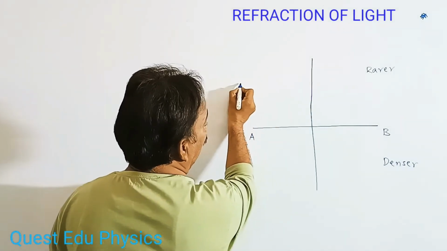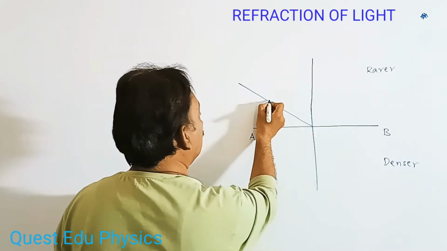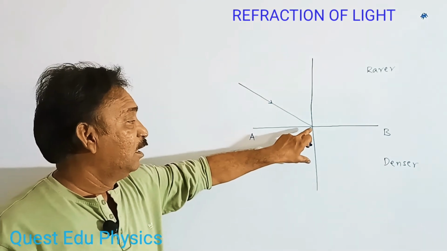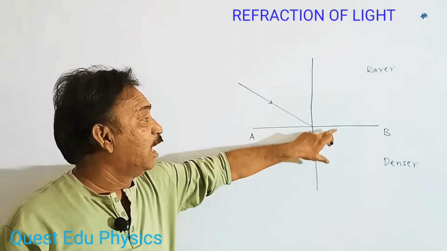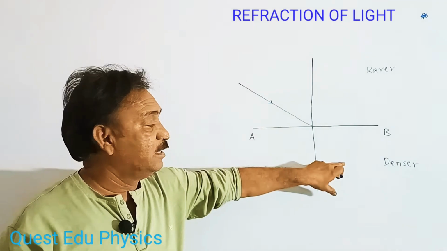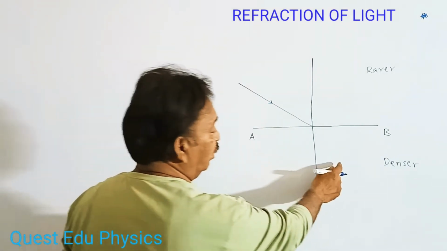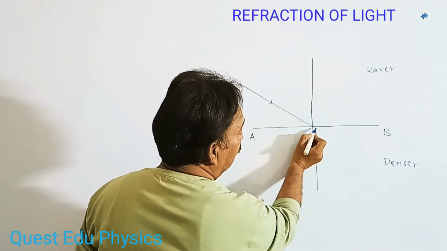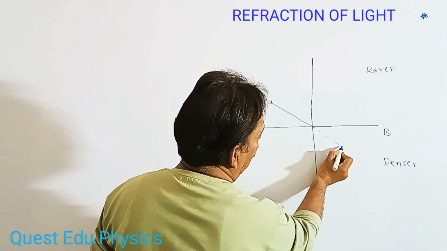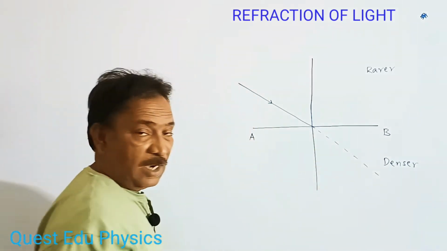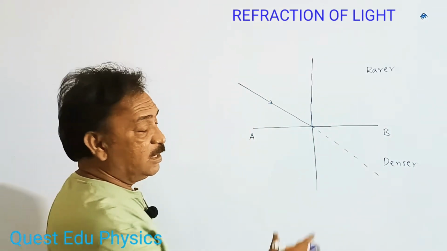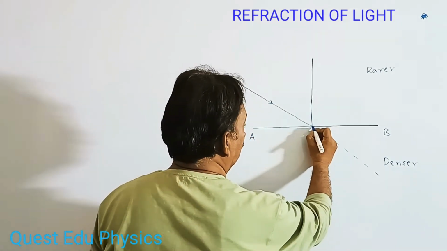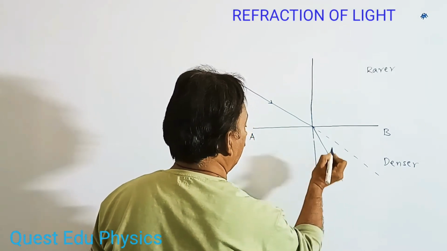Let's make a light ray fall on it. It is a light ray coming from a distant source and it is incident on the boundary of the two media, the rarer and the denser. Here, if it is not obstructed by this medium, it would travel straight, since light travels along a straight line. But because of the change in density, the path of the light ray is changed. That means it travels in this way.